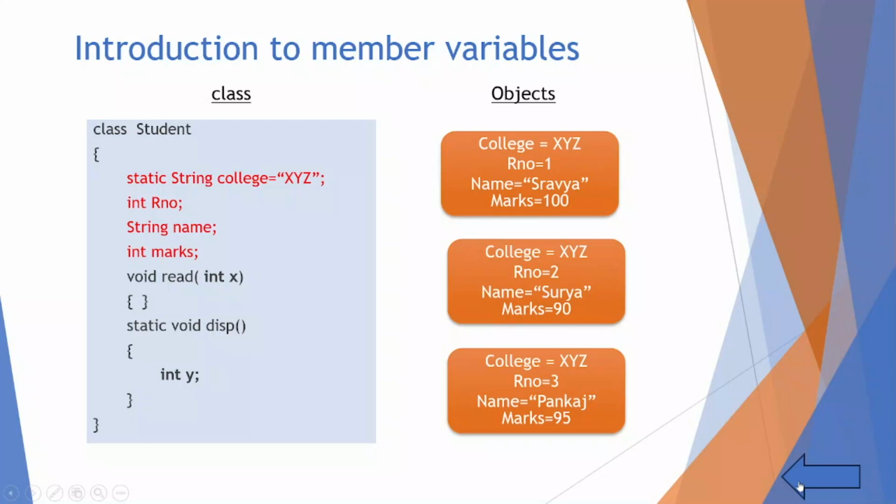And a hypothetical representation of objects: college for all the objects is XYZ only. But roll number for the first object is 1, name is some name, marks some marks. Different. Roll number 2, name different, marks different. Roll number 3. So roll number, name and marks are instance variables. For each instance, they have a separate copy. But college is static. For all the objects, the contents of college would be the same, whatever XYZ college.